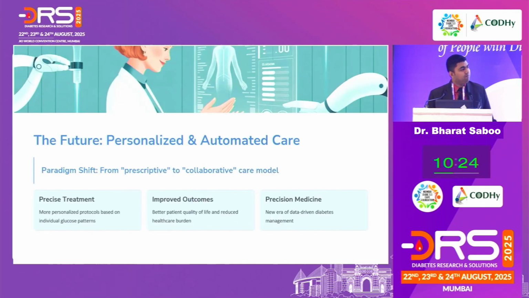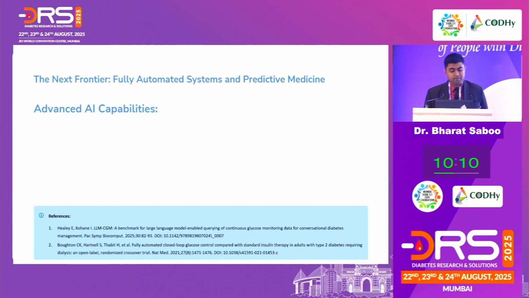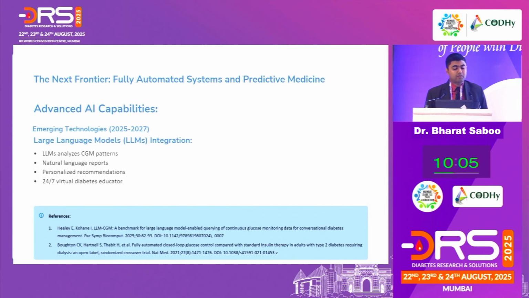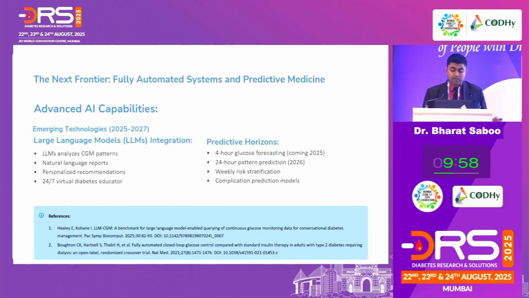So now I'll end with the last few slides, which are on the future. Where are we headed right now? There's a major tectonic shift happening from prescriptive care to a collaborative care model, precision treatment, and better data-driven outcomes, and that again leads to a precision medicine opportunity. If we look at LLMs, large language models, most of them are building on the ability to process such huge amounts of CGM data. 4-hour glucose forecasting and 24-hour pattern prediction are the 2 key changes we'll be seeing by the end of this year, coming in from multiple CGM solutions across the globe.